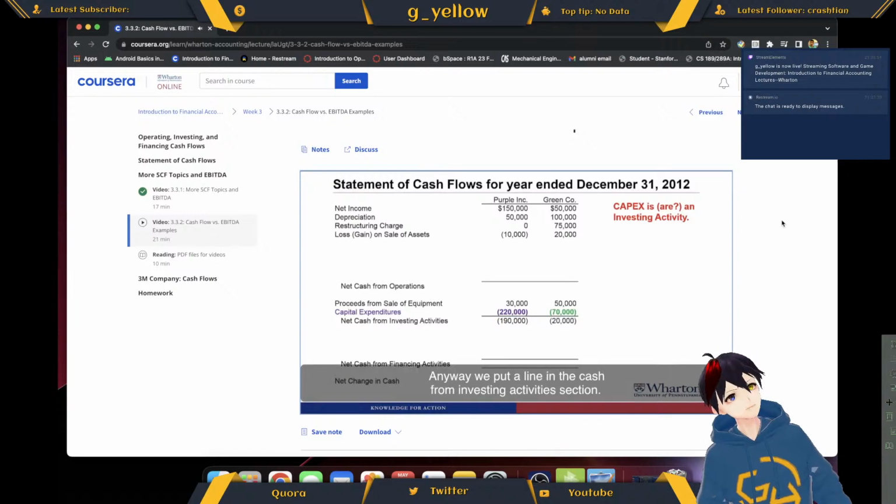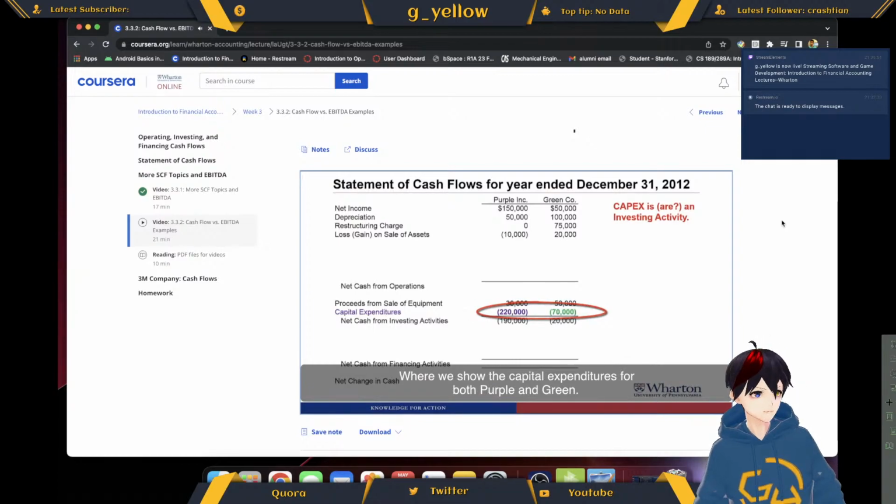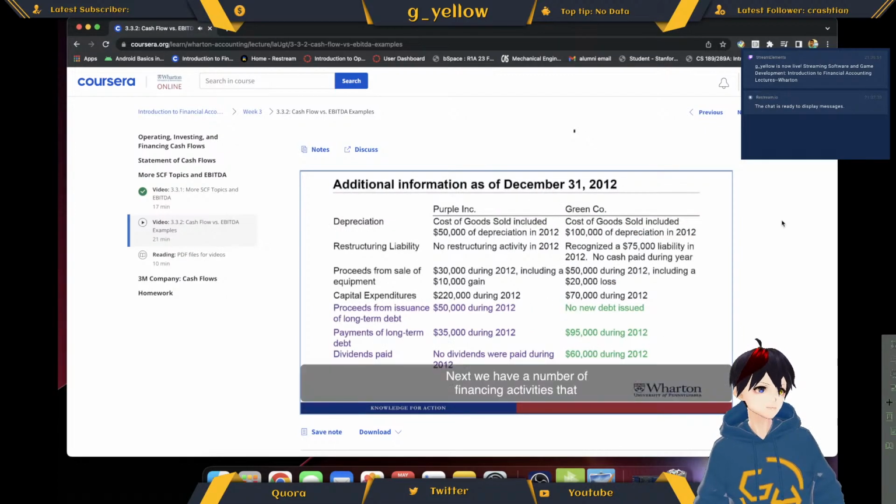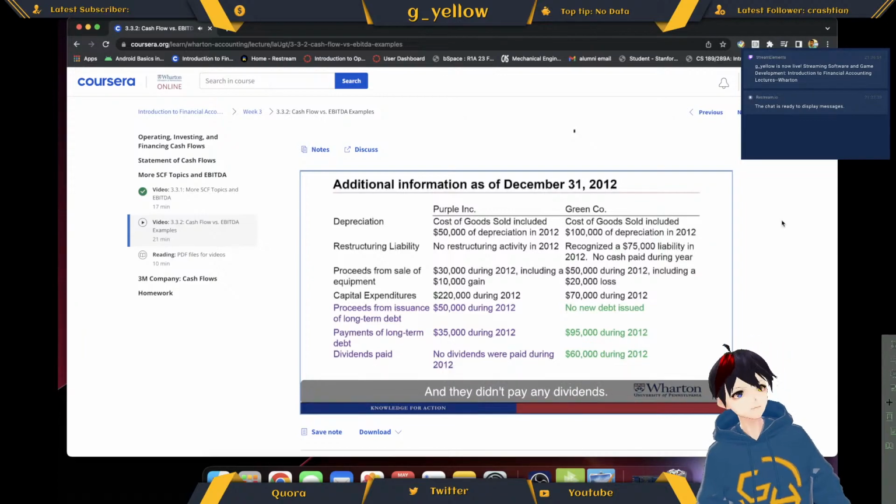Anyway, we put a line in the cash from investing activity section where we show the capital expenditures for both purple and green. Next, we have a number of financing activities that the two companies did during 2012. Purple received $50,000 proceeds from issuing long-term debt. They made $35,000 of payments on their long-term debt, and they didn't pay any dividends.